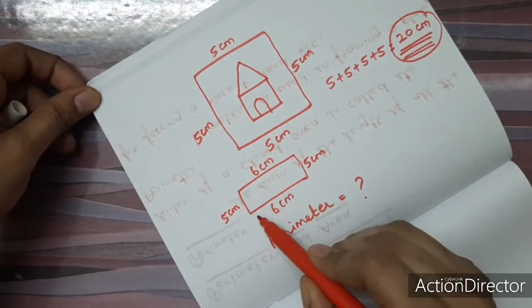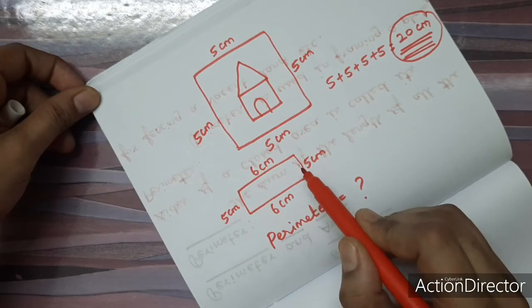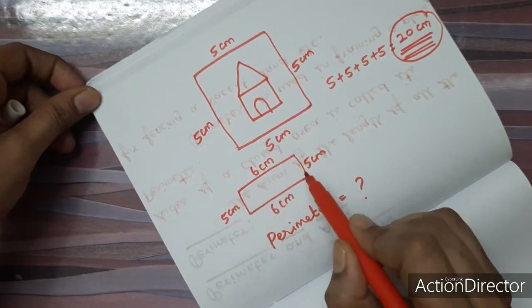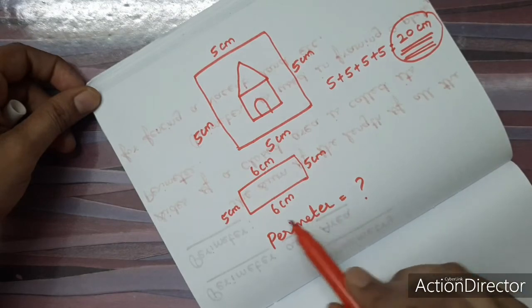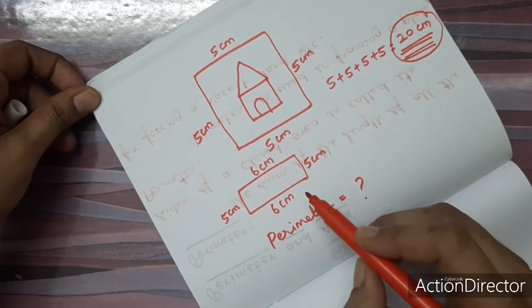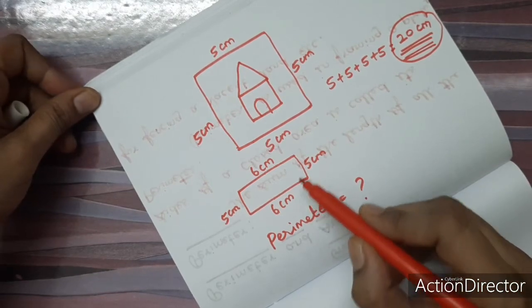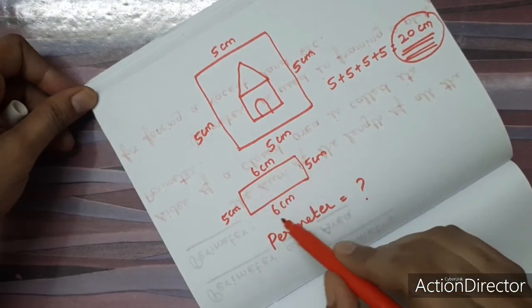This is a closed figure. It is not an open figure. All four sides are closed. So I want to find the perimeter of this closed figure. What am I going to do to find the perimeter? I am going to add all the sides.